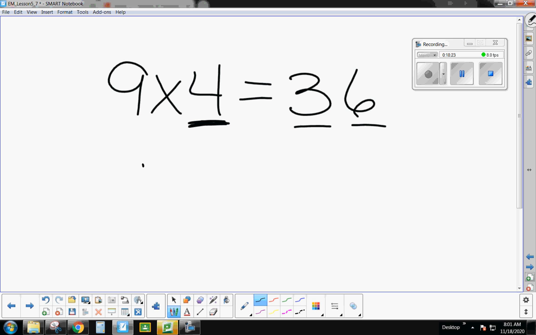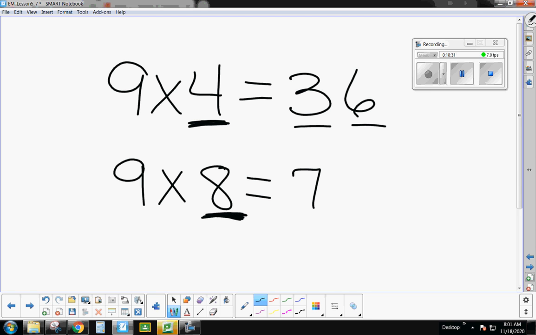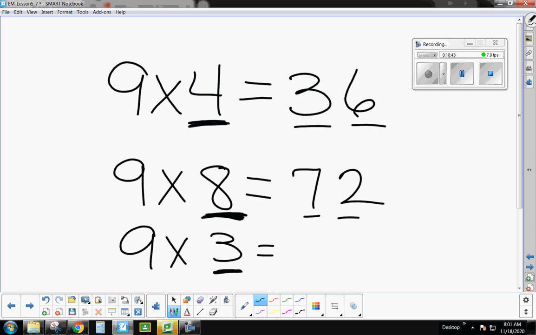What if I had 9 times 8? All right, let's look at this factor. Take 1 off. So my first digit is 7. Now I have to make my digits equal 9. 72. Okay, let's do 9 times 3. Take 1 off. So my first digit is 2. Make 9.